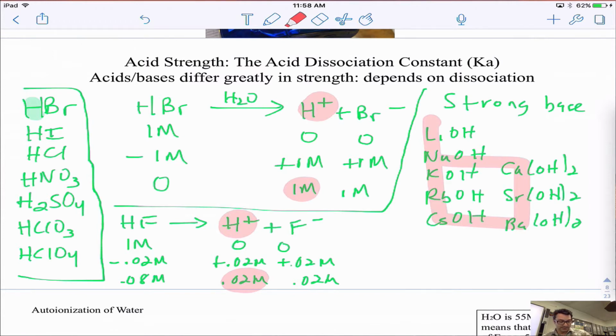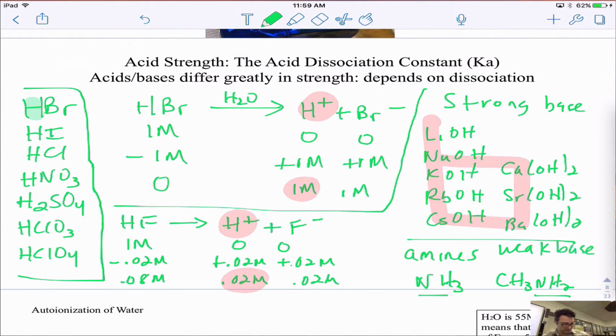Weak bases include all the other hydroxides that are not in that group, and they also include amines, including ammonia, NH3, and other amines that have carbon in them, like CH3NH2. This N group over here makes it a weak base.